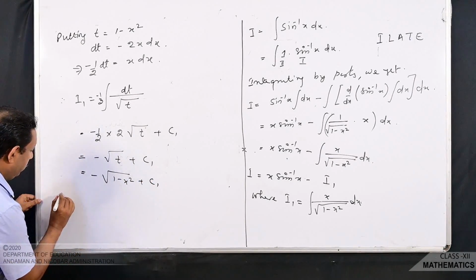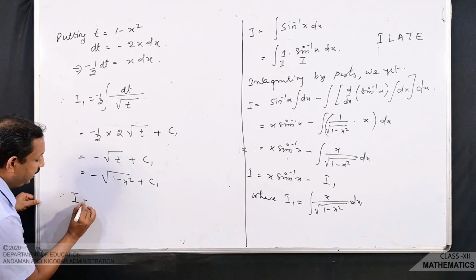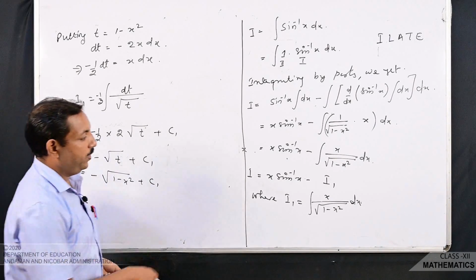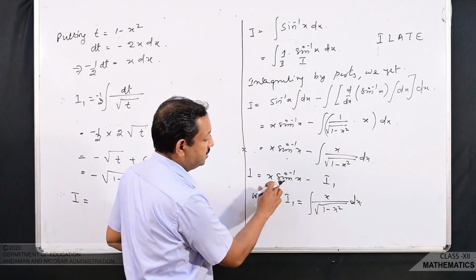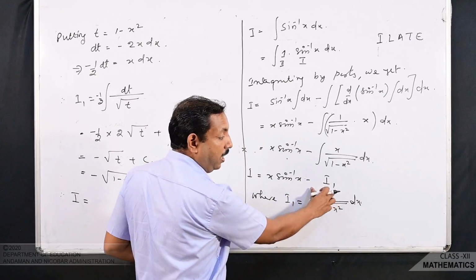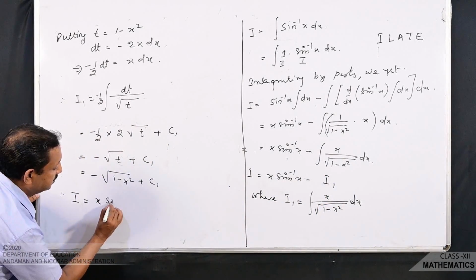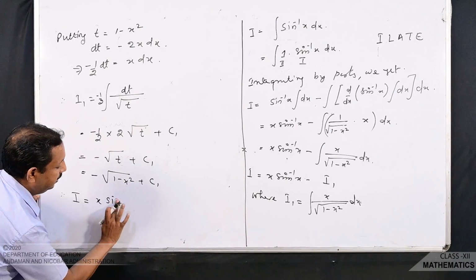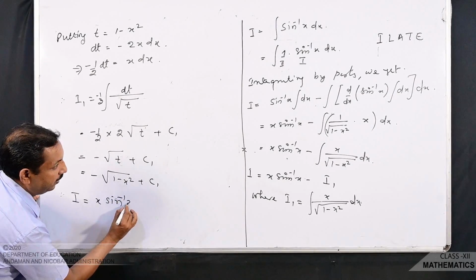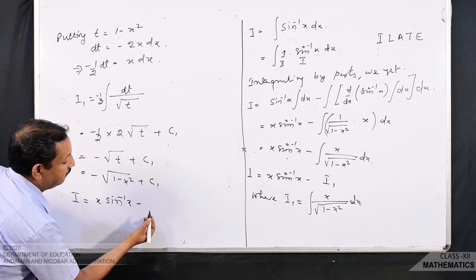Now therefore your main integration I is what? Your main integration I was x sine inverse x minus I1. So now I can write it as x sine inverse of x minus I1.